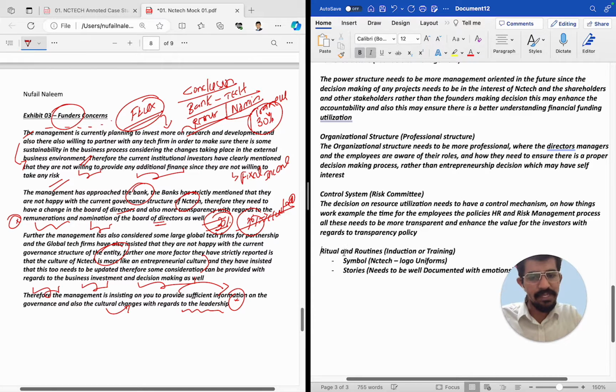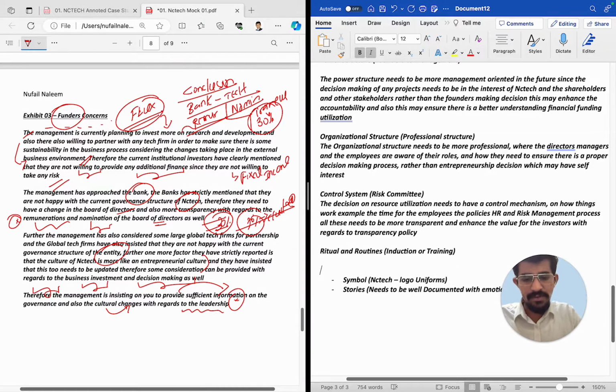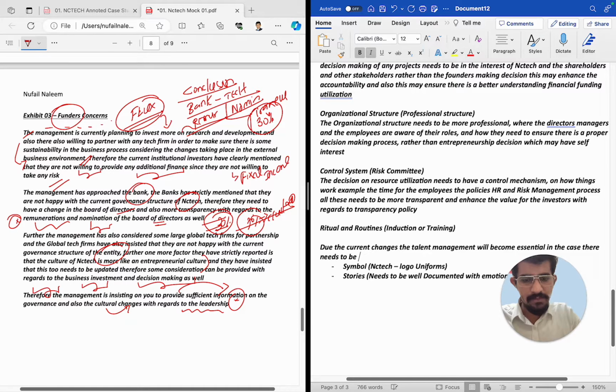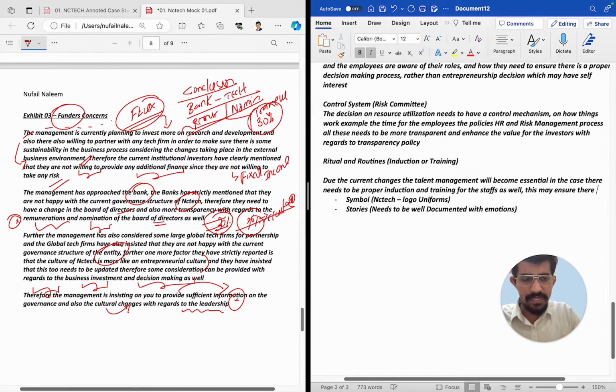And then, students, rituals and routines. Now, the next thing is very important. Due to the current changes, the talent management will become essential in the case where there needs to be proper induction and training for the staff as well. This may ensure there is a proper system where the employees will be encouraged to stay long rather than resigning. So this is also one more factor.